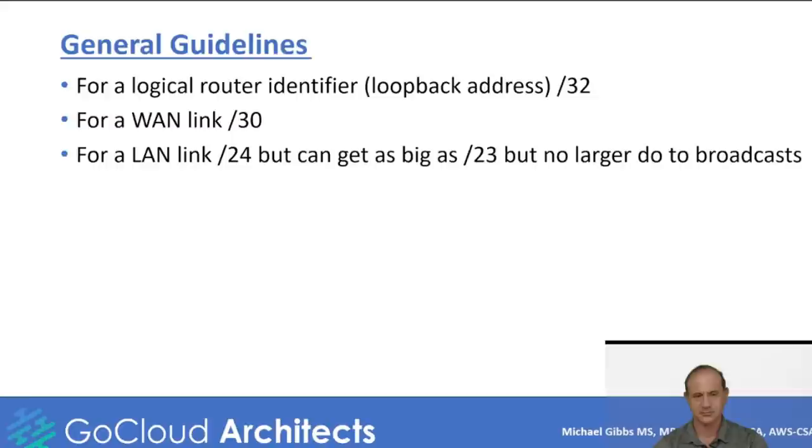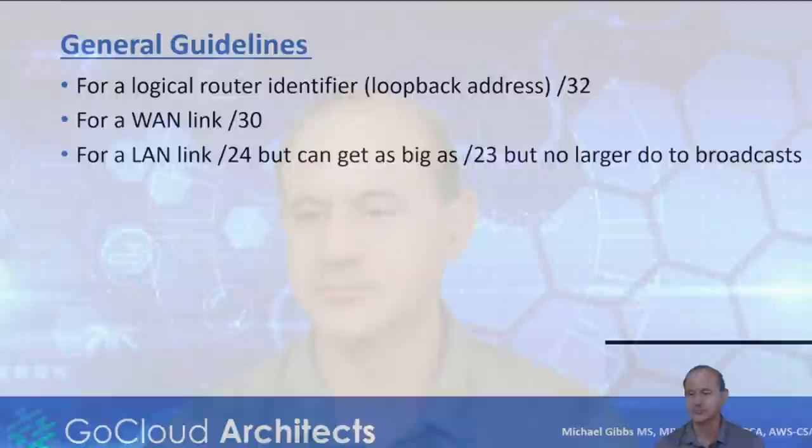So, last bit of some summary information, and I'll answer any kind of questions you may have. What do we use for loopbacks? /32. What do we use for WAN links? /30. What do you use for LAN links? Generally speaking, a /24. You can get as big as a /23. Try not to because of the broadcast. So let's come off of these slides for a little bit and answer whatever kind of questions you guys desire.